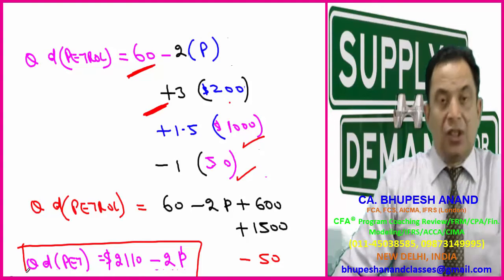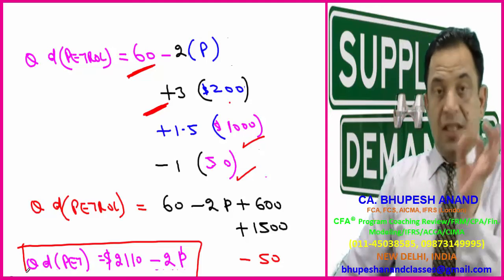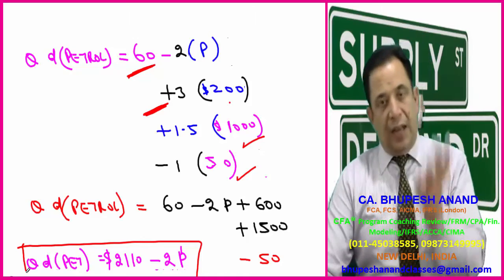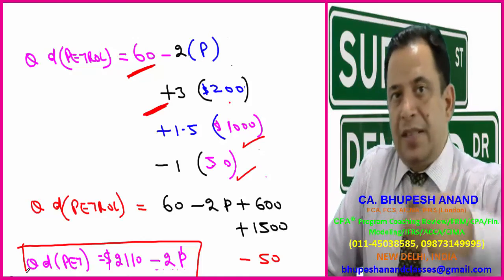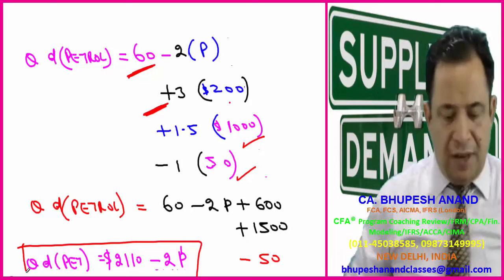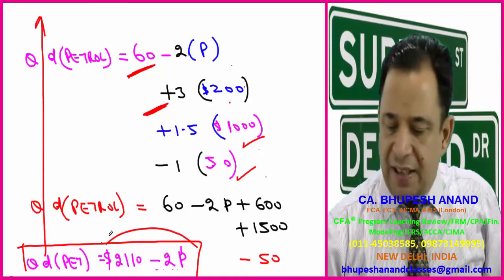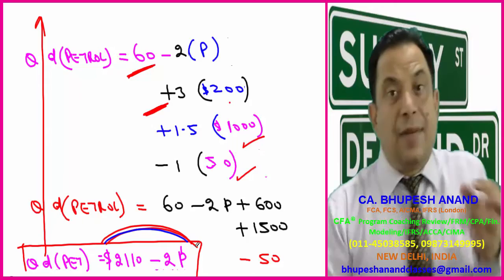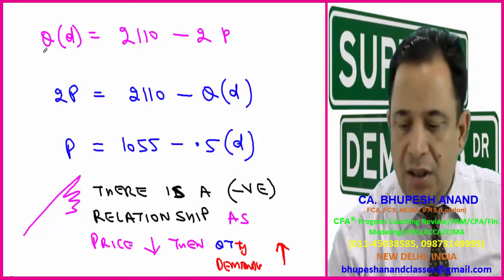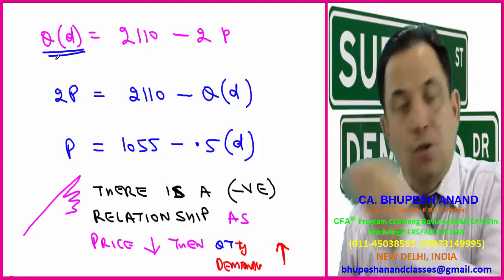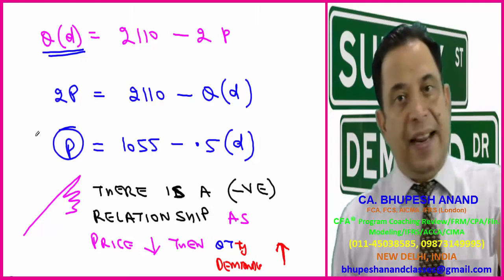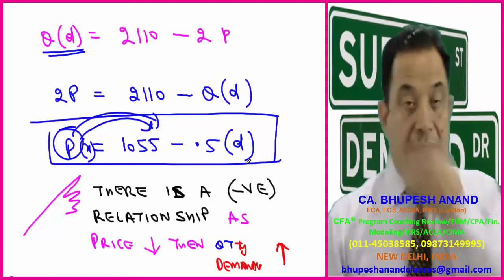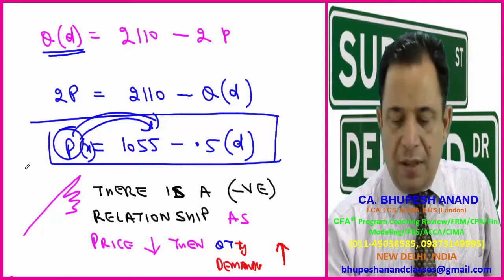The demand function of x is equal to 60 minus 2p plus 3i plus 1.5 times the price of the substitute minus 1 times the price of the complementary, and I have told you why we are using plus and minus, what the relationship behind that is. Now this is the demand function in which quantity demanded is dependent and these factors are independent. I have assumed that P is not given to me because I want to relate P and Q. So if I take P here, now quantity demanded is equal to 2110 minus 2P. If I take P on the left-hand side and quantity demanded on the right-hand side, then I will say the price of X will be equal to 1055 minus 0.5 D. So this will be the relationship.